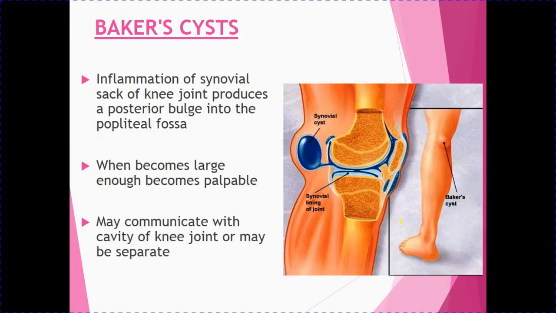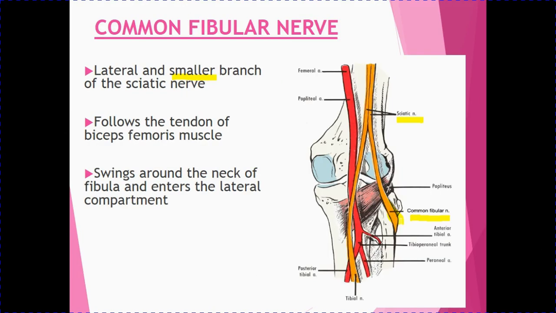Clinical importance. So we have completed our contents. Our contents were the popliteal artery, popliteal vein, and the two branches of the sciatic nerve, the tibial nerve and the common fibular nerve. Now, popliteal lymph nodes are also present over here, and they drain the lateral part of the foot and the lateral part of the leg.